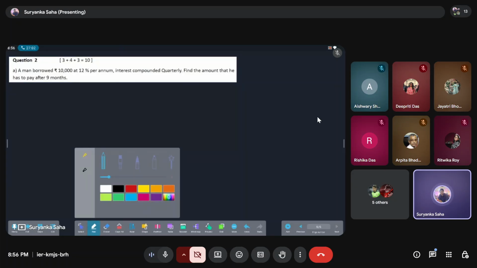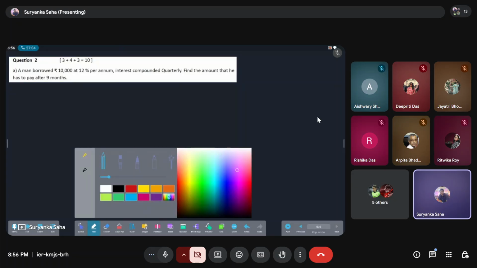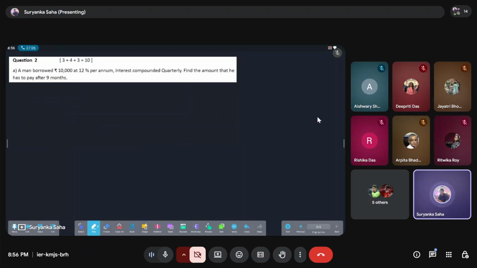Here the interest is compounded quarterly, isn't it? Compounded quarterly. So what will be the adjusted rate? You see the given rate is per annum. So just rough I will do. For 12 months the rate is given R. We need quarterly compounding. Compounded quarterly means what is the month? 3 months period. So we need 3 months rate.